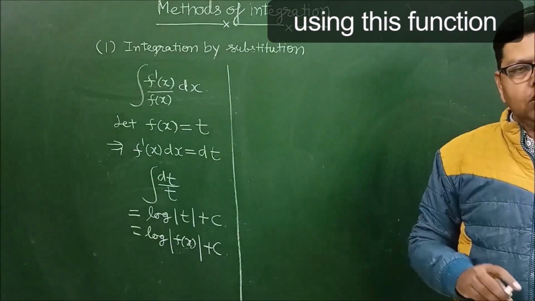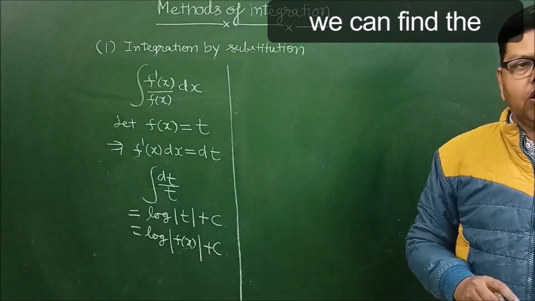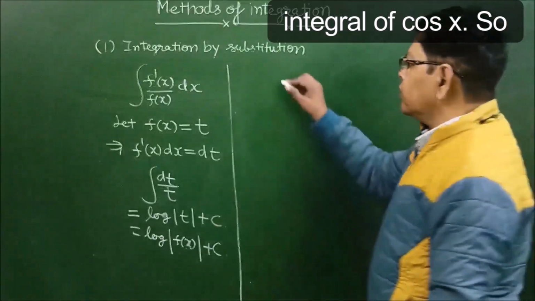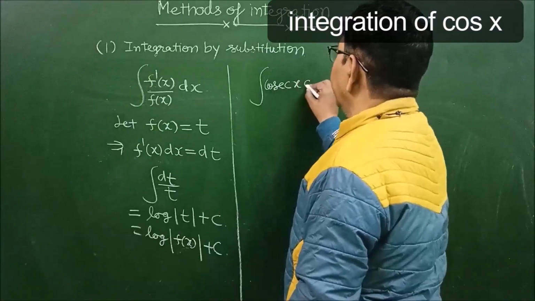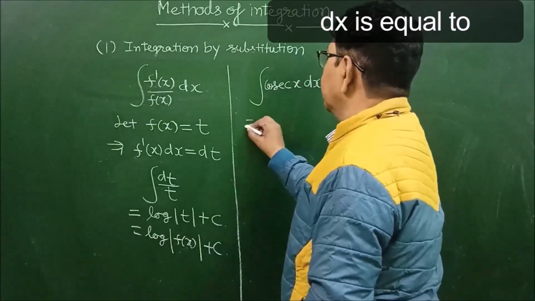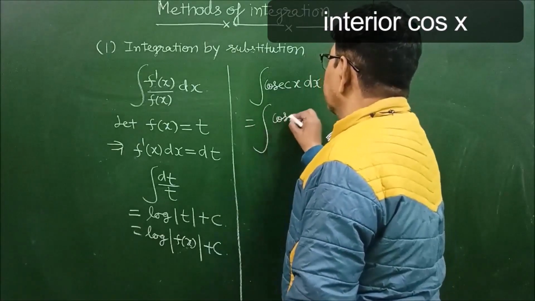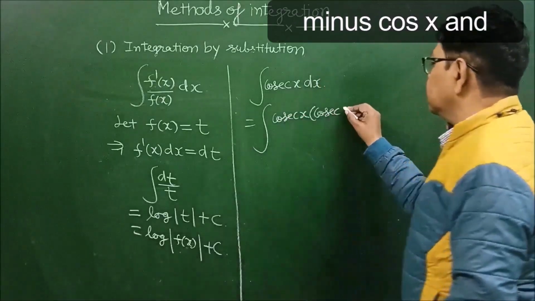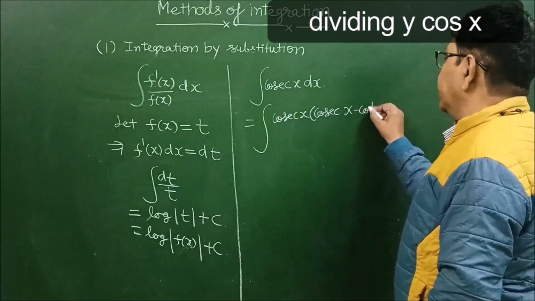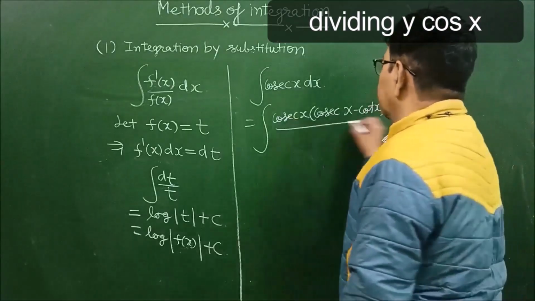Next, by using this concept, we can find the integral of cosec x. So integration of cosec x dx is equal to integral cosec x multiplying by cosec x minus cot x and dividing by cosec x minus cot x.